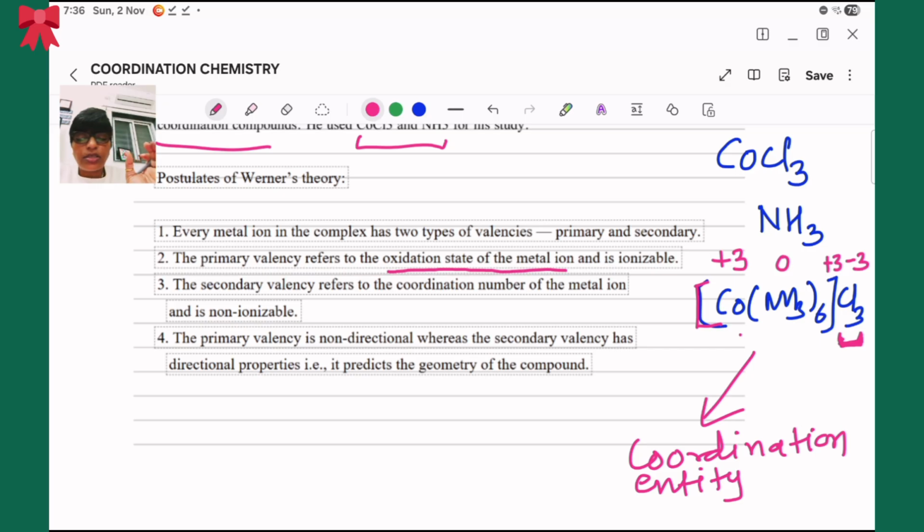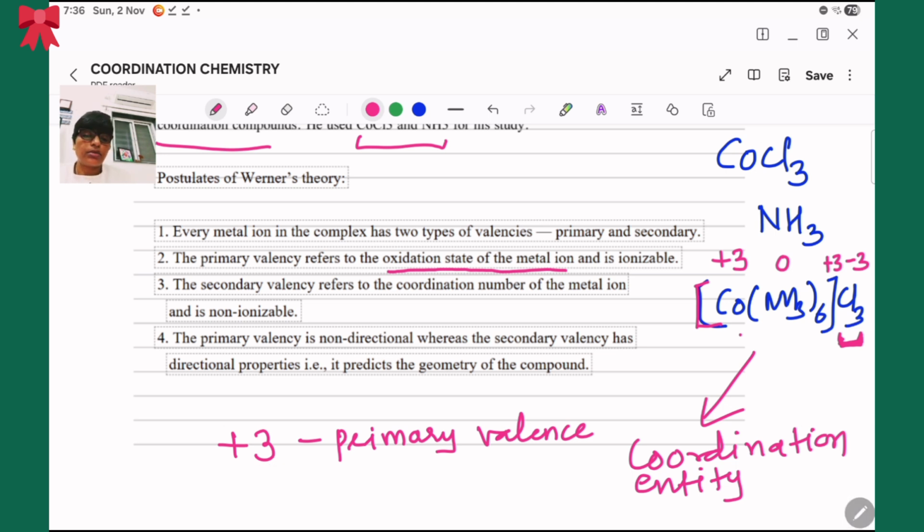So what is this +3? This +3 is the primary valency of cobalt. You remember this because this is going to be asked in the board exam. So how to calculate the primary valency? It's very simple. It's nothing but the oxidation state, which you calculate with your wisdom and with your understanding. So cobalt is going to be +3.